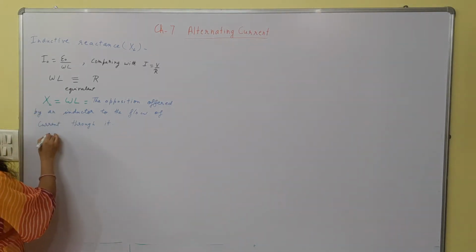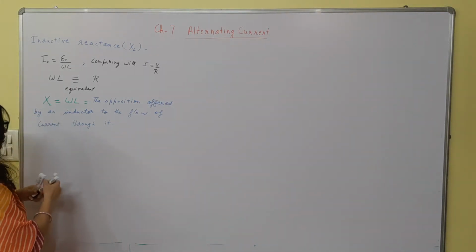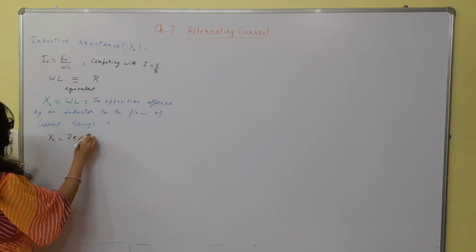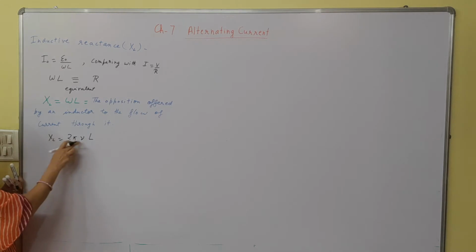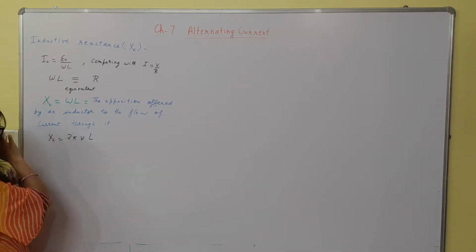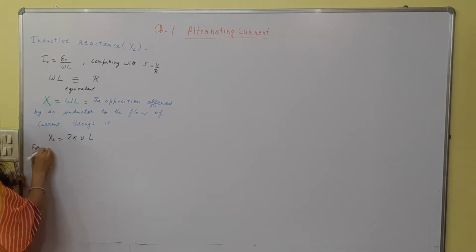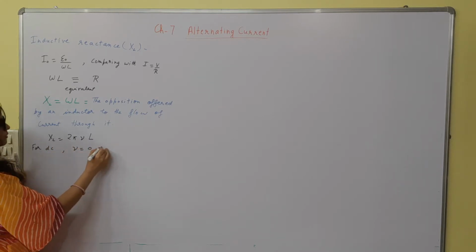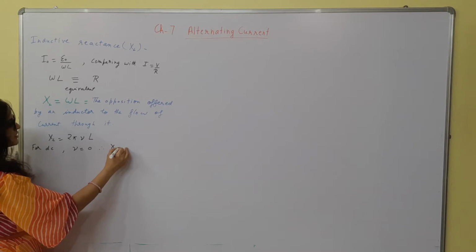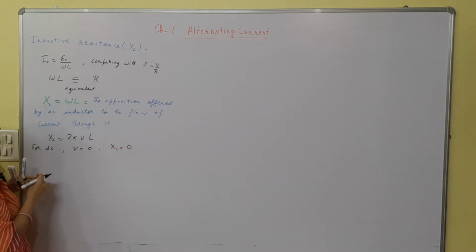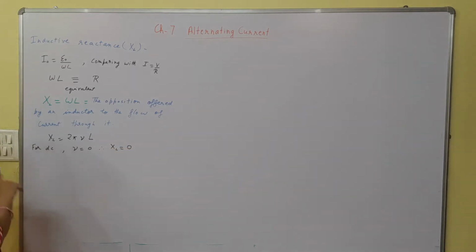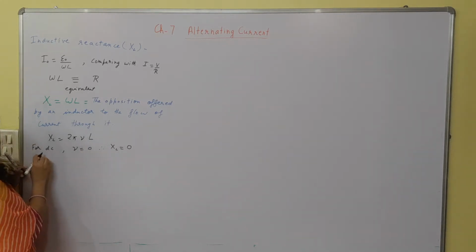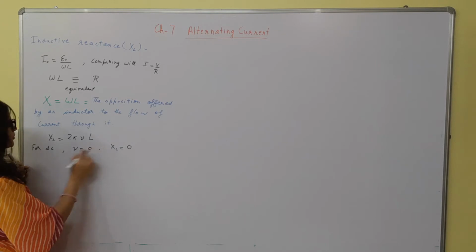So XL is omega L, and this can also be written as 2 pi nu into L, where nu is the frequency. For DC, that is direct current, frequency is 0. So therefore XL is 0. So that means an inductor freely allows DC to pass through it because the opposition is 0.